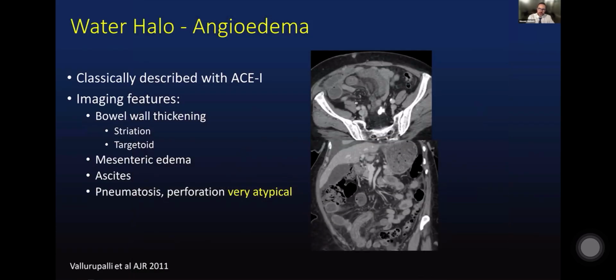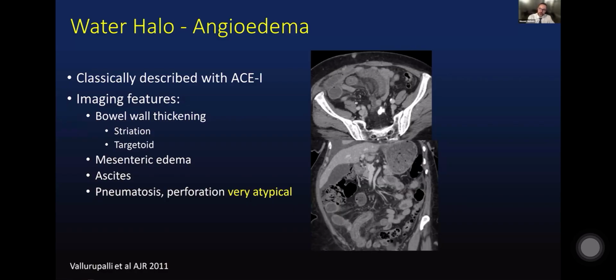In that case, it was a patient on an ACE inhibitor, and really that is a required observation to make this or suggest this diagnosis, is looking at the patient's chart. It doesn't matter when they've started the ACE inhibitor. It doesn't have to be a recently started medication, but it basically looks like this. It looks like someone who has submucosal edema, but without a venous occlusion, without an underlying obvious cause like third spacing or infection. Things like pneumatosis or perforation are very atypical.